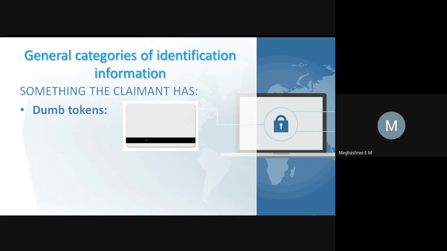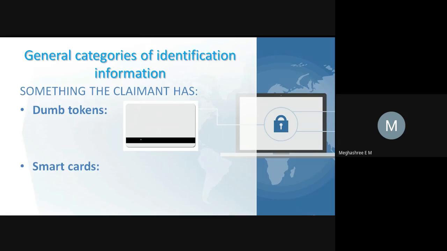Okay, so this is an example using which the claimant can provide his information. You can see in this image, it is a plastic card with a magnetic strip, where the identity information will be stored.